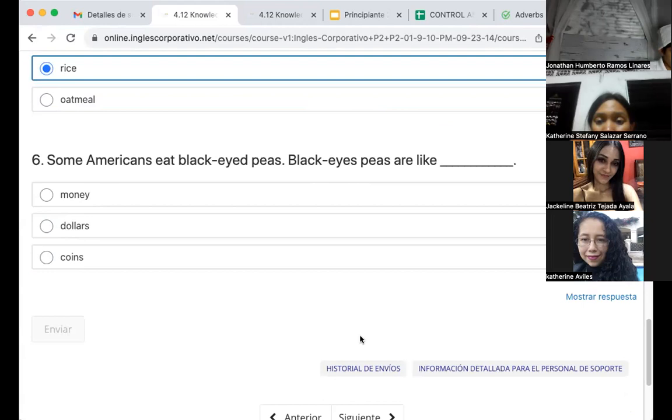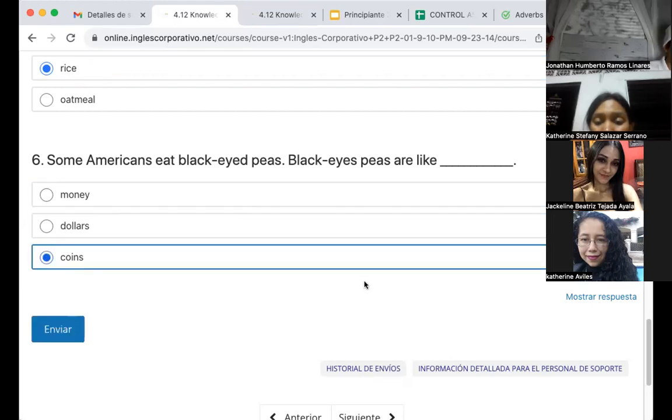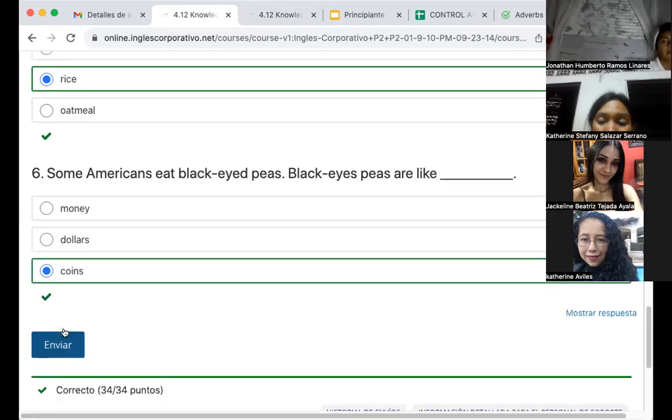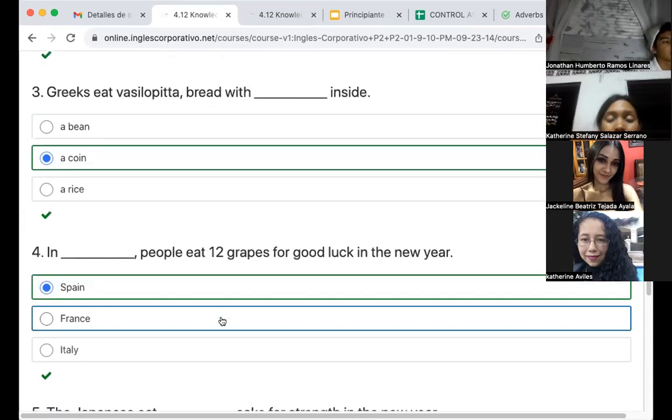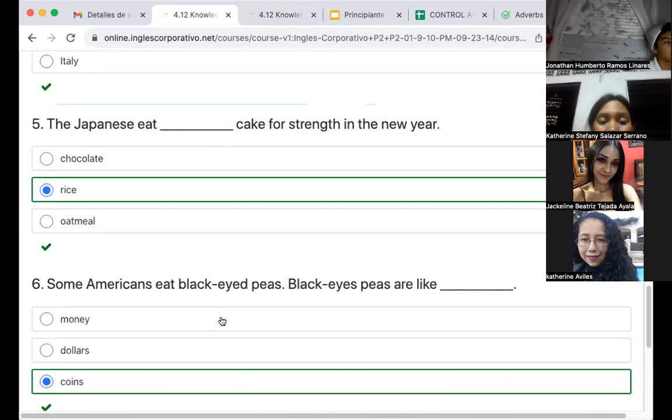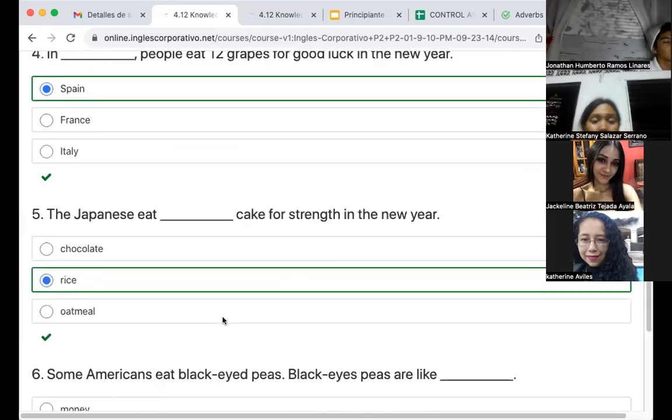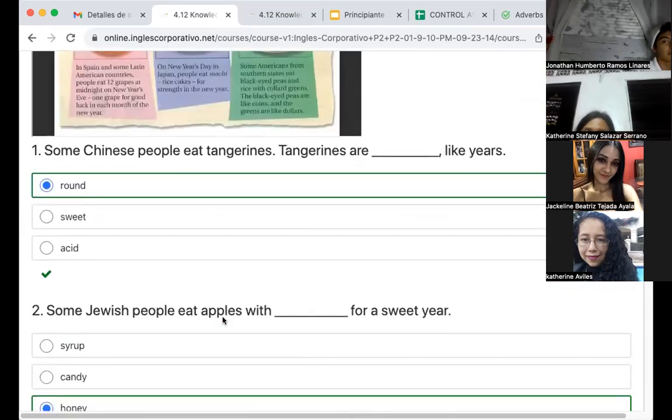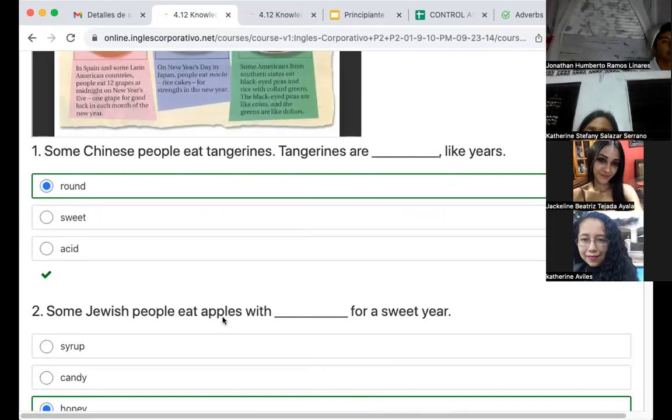Some Americans eat black-eyed peas. Black-eyed peas are like coins. Okay. No de Black Eyed Peas, no el grupo musical, no del musical group. Okay, yes, they are correct. Okay, this is the last exercise for section 4. Tomorrow we are going to start section 5 because for Thursday you have to complete or finish section 4 and 50% of section 5.